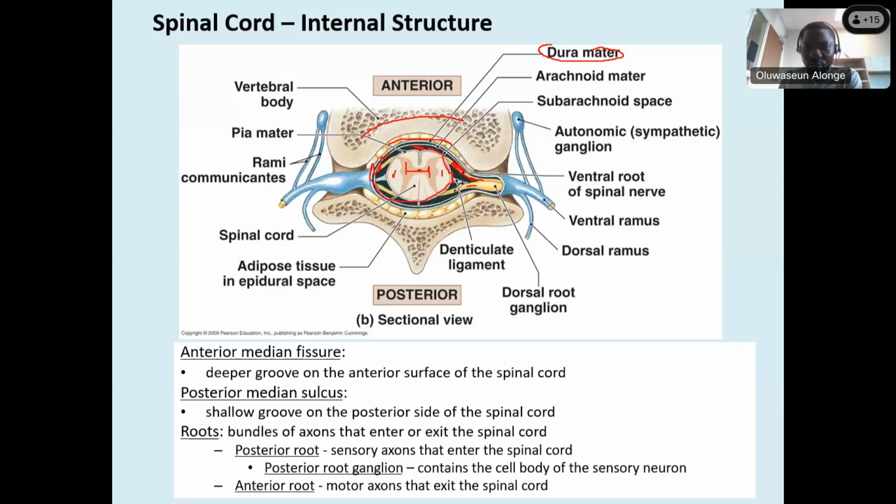Then you have the posterior root here. And I told you the way to always take note of the posterior root is this dorsal root ganglion. I don't think I ever told you why there's a ganglion here. Now think about it. If you remember, I told you last week about 3 types of neurons: the unipolar neuron, the bipolar neuron, and the multipolar neuron. Now, the neurons that make up this posterior root are bipolar neurons, which is like this.